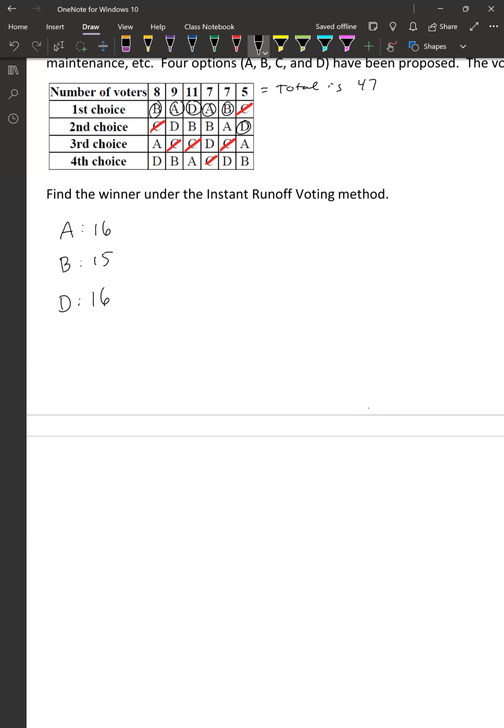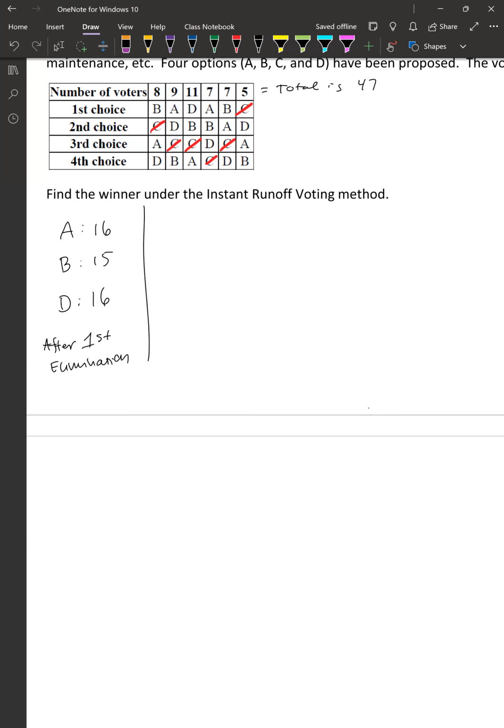So I think I'm just going to go and do another round of elimination. So let's see. I might just label this like after first elimination. That's what we get. Okay. So let's do it again.